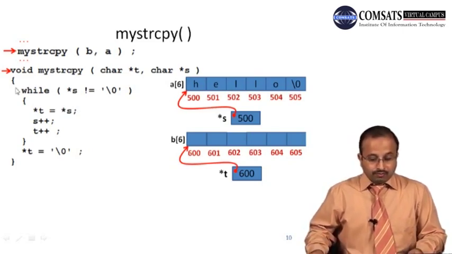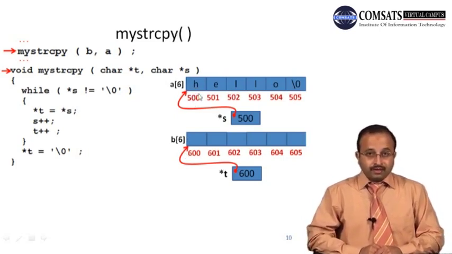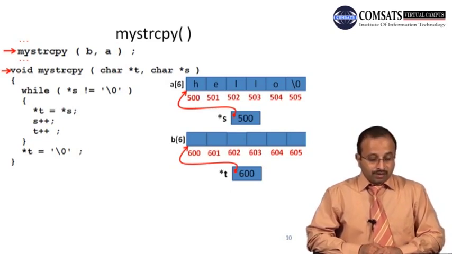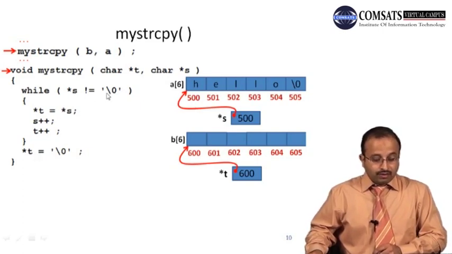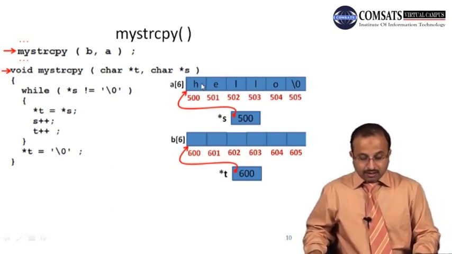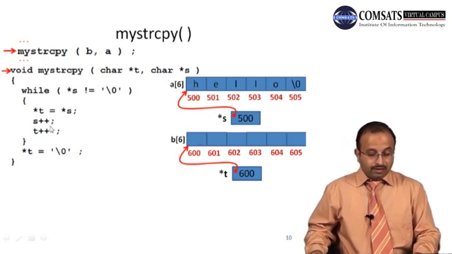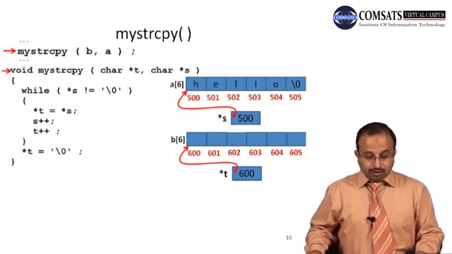Now we have a while loop, so we move on. We are checking first *S. If it is null, we stop that loop, come outside the loop and put null at *T. And if it is not null, we come inside, we copy the content of *S in *T. So *S is H, and *T is this position. So when this statement is executed, H will be written over here. And then we increment both pointers and we keep on checking *S. So you have to keep watching the source string until you find null.